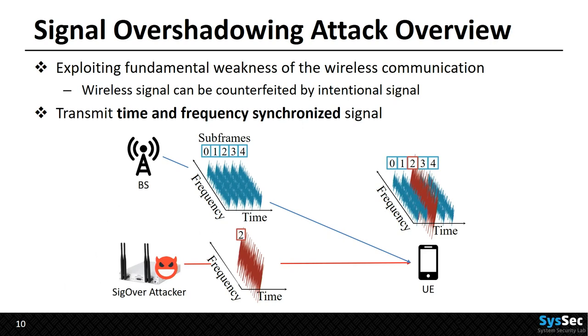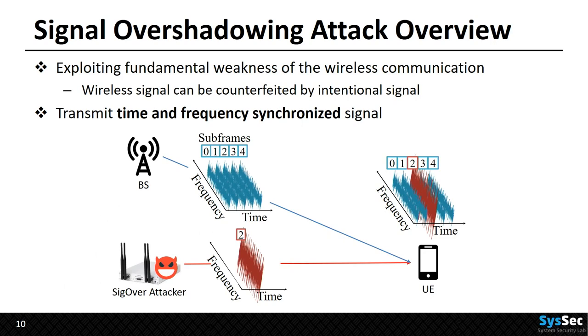The normal base station continuously transmits LTE signals in time and frequency. The UE then receives and decodes this signal. If the attacker can match the time and frequency exactly with the normal signal and transmit a stronger signal than the normal signal, the UE will decode the stronger signal. This is a signal overshadowing attack that overwrites the LTE signal.